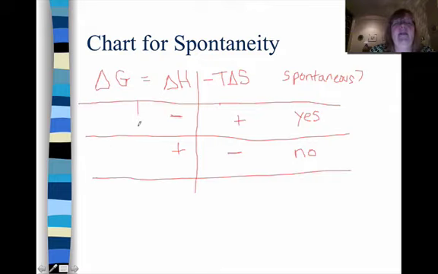Delta G in this case is always negative. Here it would have always been positive. And so that's why, if delta G is negative, yes, it's spontaneous. Positive, no, it is not. Okay, we have two more cases to look at.